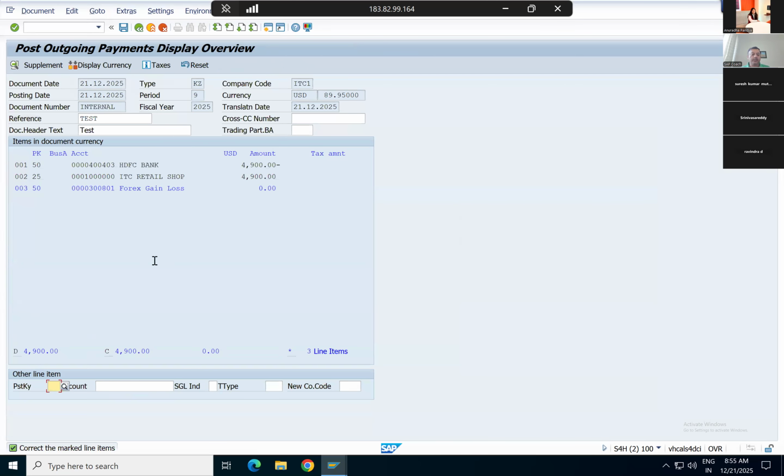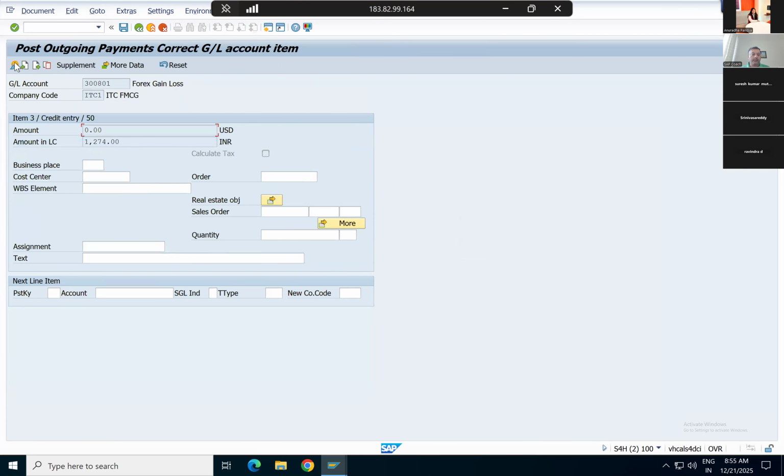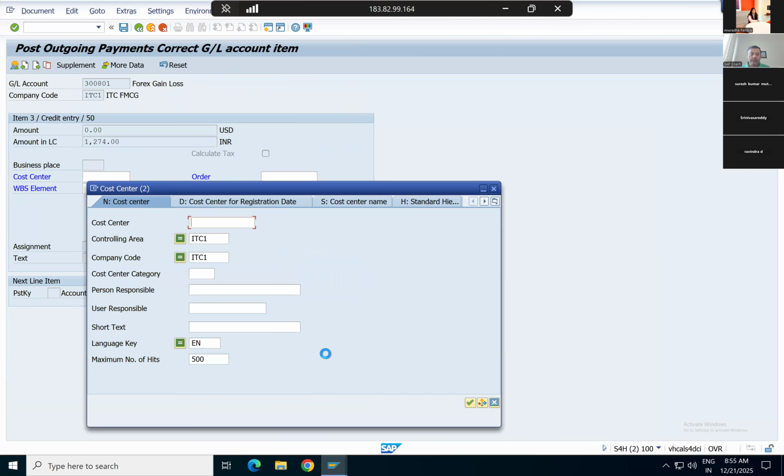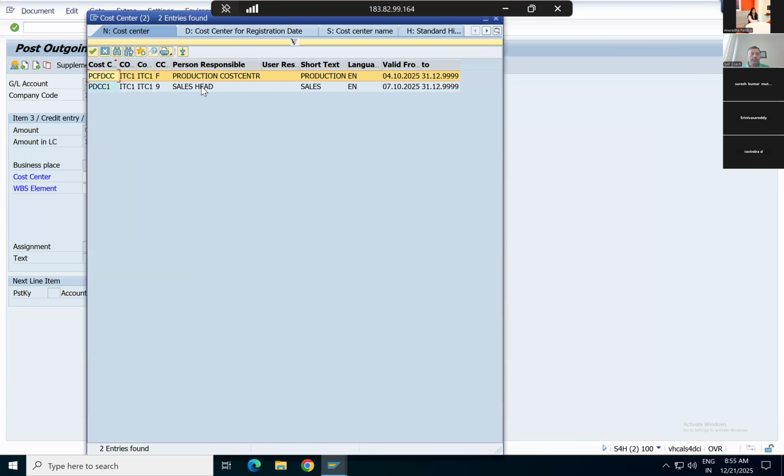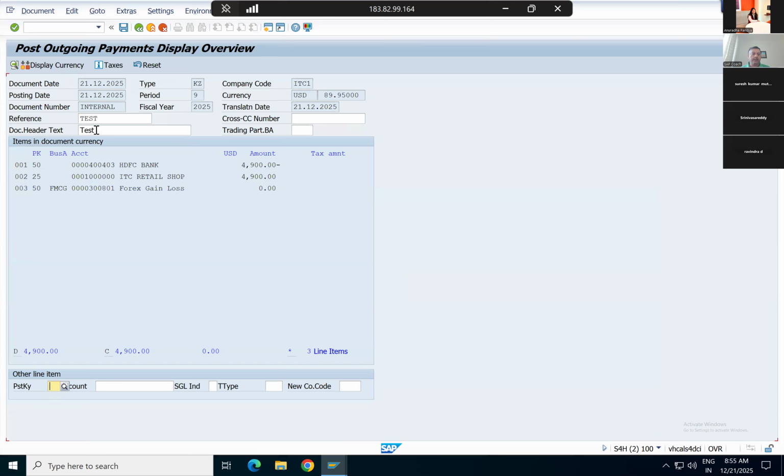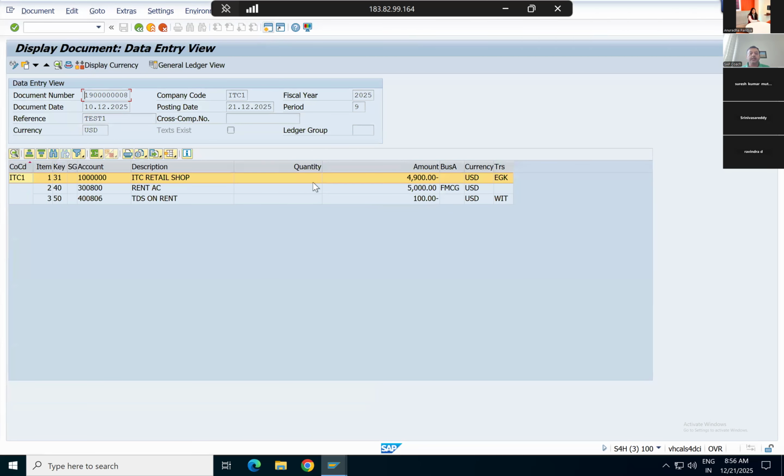At this stage, you can see here the system has automatically calculated this foreign exchange gain loss. I'll explain this further. Okay, it is asking for cost center. That's fine. We can give a cost center because it's an expense, so it has to take a cost center. Now, very quickly, we will understand this entry. As of now, you are seeing this entry in dollars: 4,900 bank account credit, ITC retail vendor account debit. So giving you one background, this is the entry.